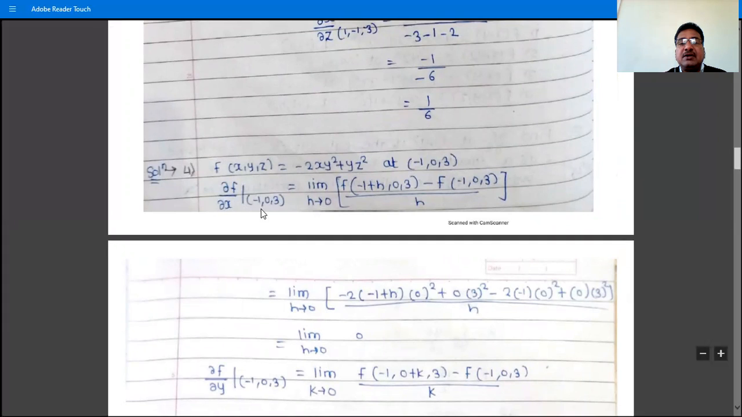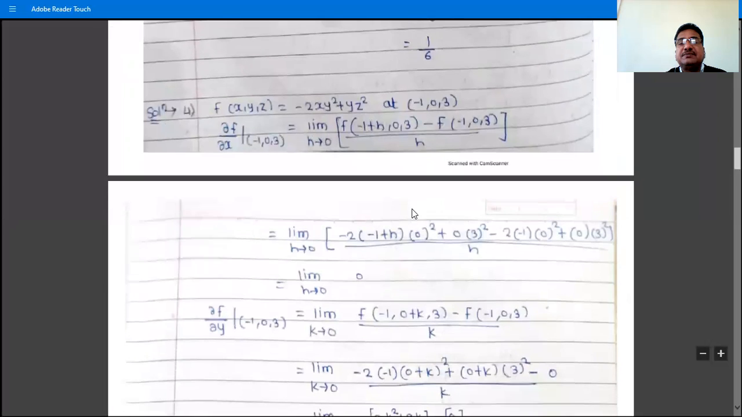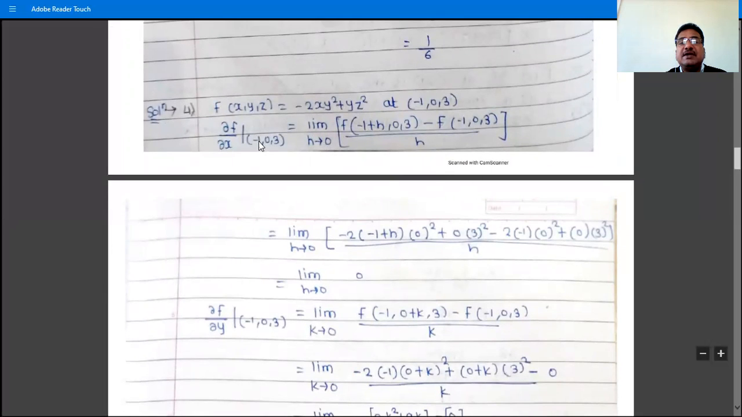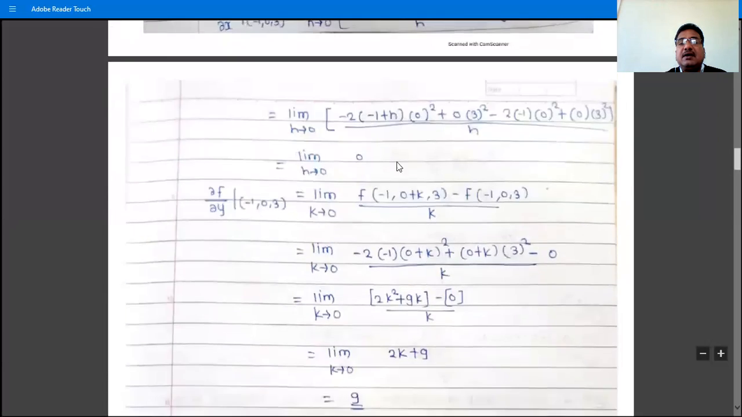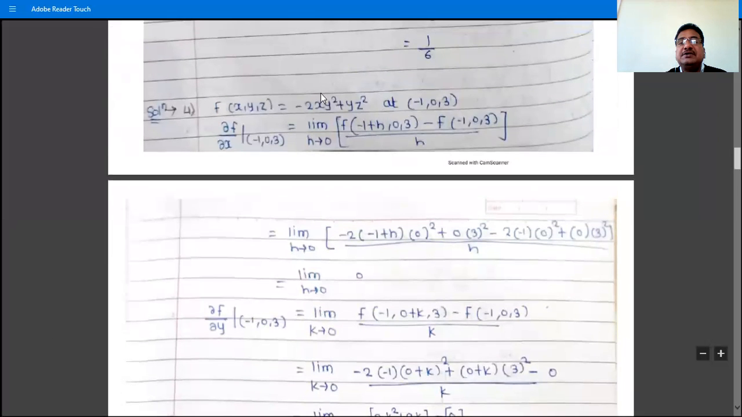So write that definition. With respect to x means the limit as h tends to 0 of f of a plus h, b, c minus f of a, b, c, divided by h. Okay, write a, b, c as −1, 0, 3 and then write the values of these functions by using this. Substitute x as −1 plus h, y as 0 and z as 3. We have this value. Here is the value of f at −1, 0, 3. Substitute x as −1, y as 0 and z as 3.